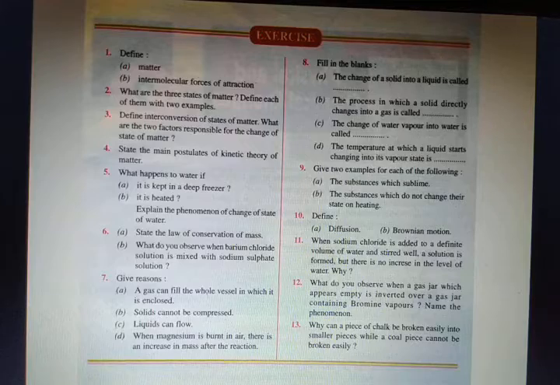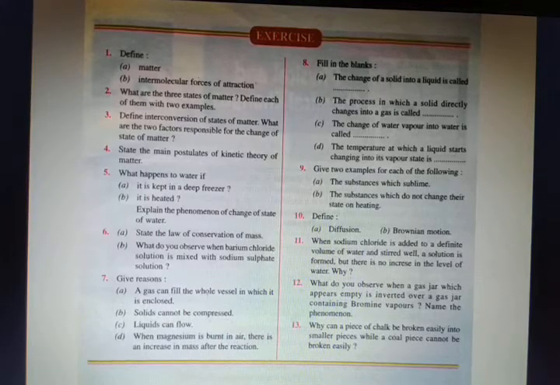All right. The next, define interconversion of states of matter. And if I'm not wrong, a very clear definition of this has been given in your book, page number 5. The phenomenon of change of one state of matter into another, and then back to its original state without any change in the chemical composition is called interconversion of states of matter.